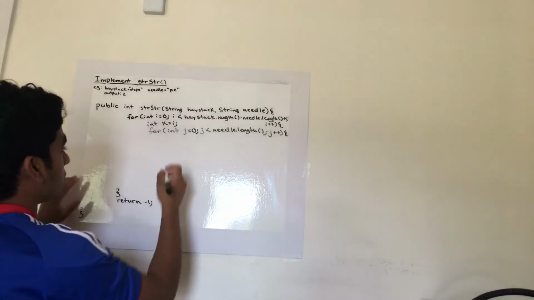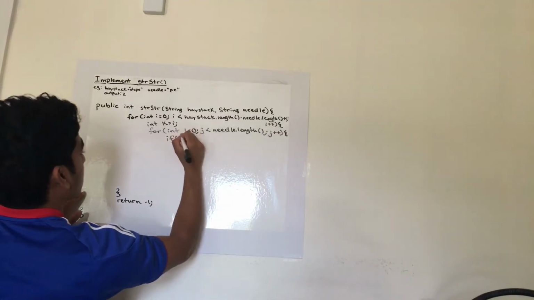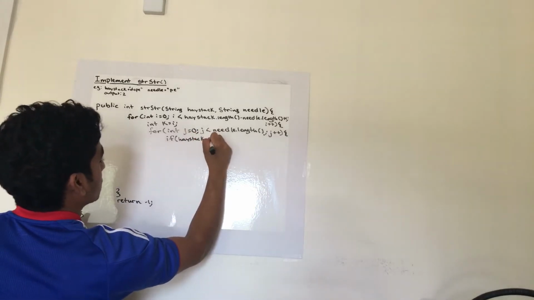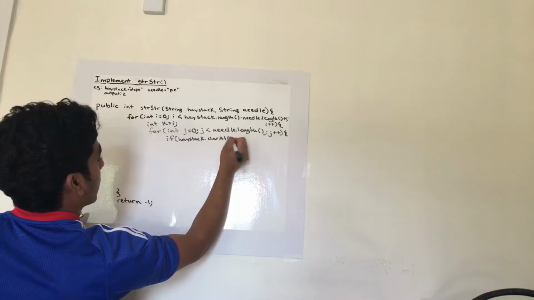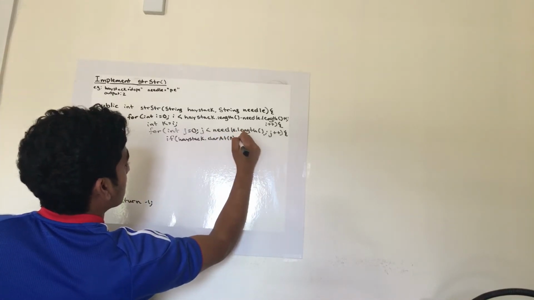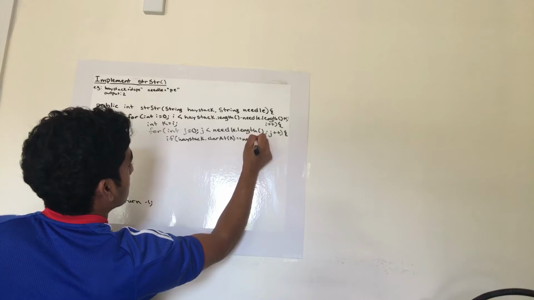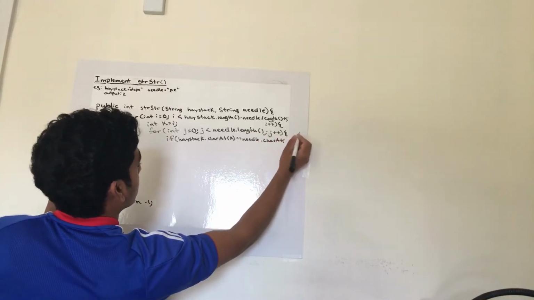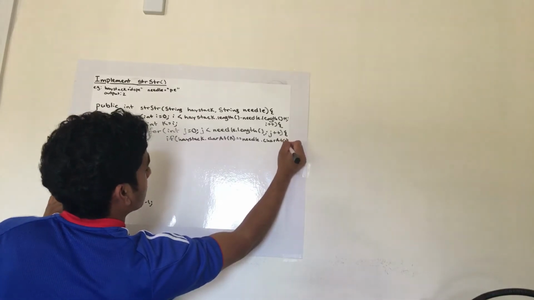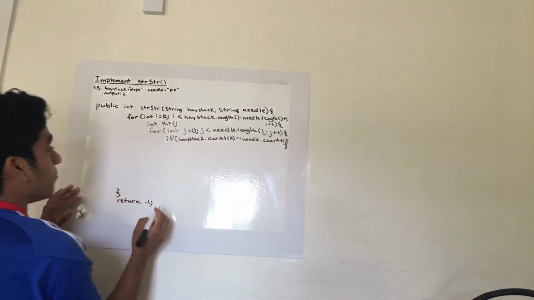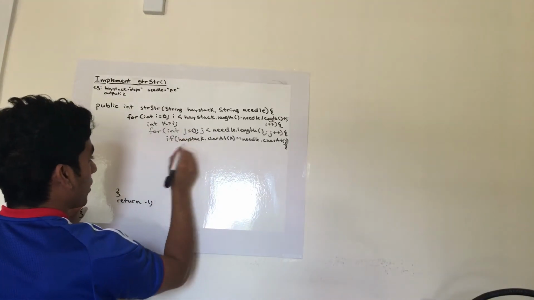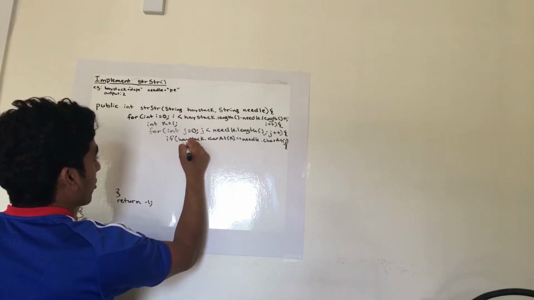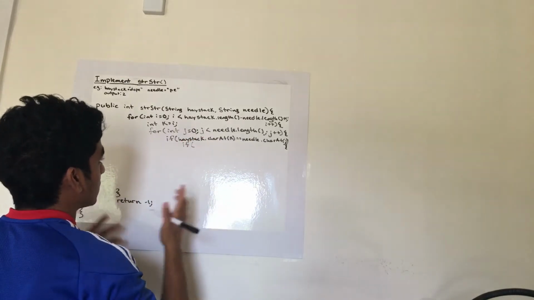Alright, so now we want to check if haystack dot charAt, which gets the char at a certain index, charAt k equals needle dot charAt, in this case it's j. If that's the case, then at this point we see that the letters match up, but we want to check if we're currently at the end of needle and we have a successful match.